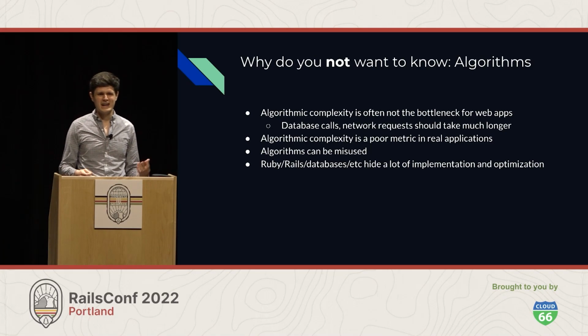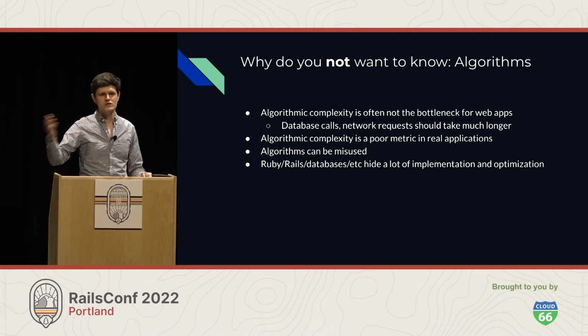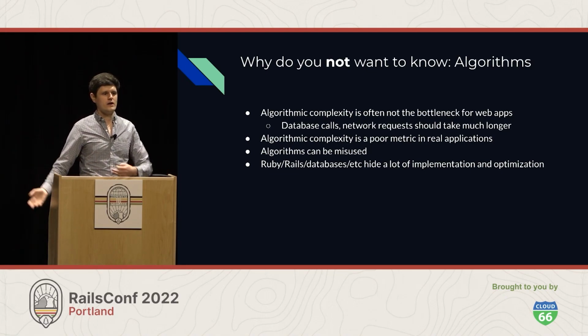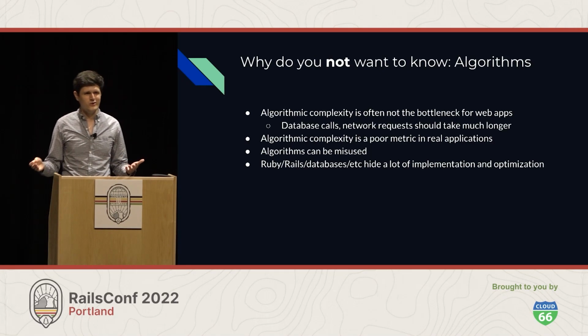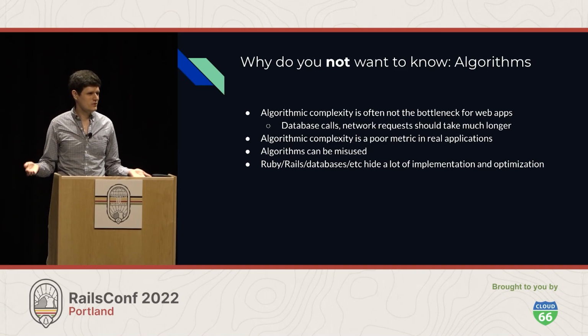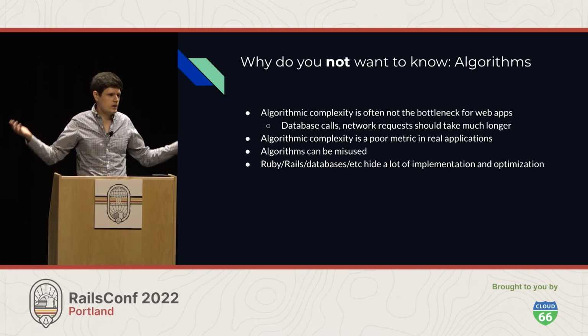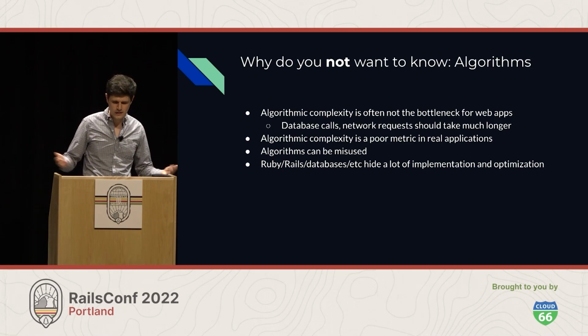Also, it can be really hard to actually measure algorithmic complexity very accurately in Ruby because so much stuff is happening under the hood. You have the network calls, Active Record, all that stuff. So just looking at your code cannot really give you the greatest sense of what happens, which is why we use things like benchmarking or profiling data.